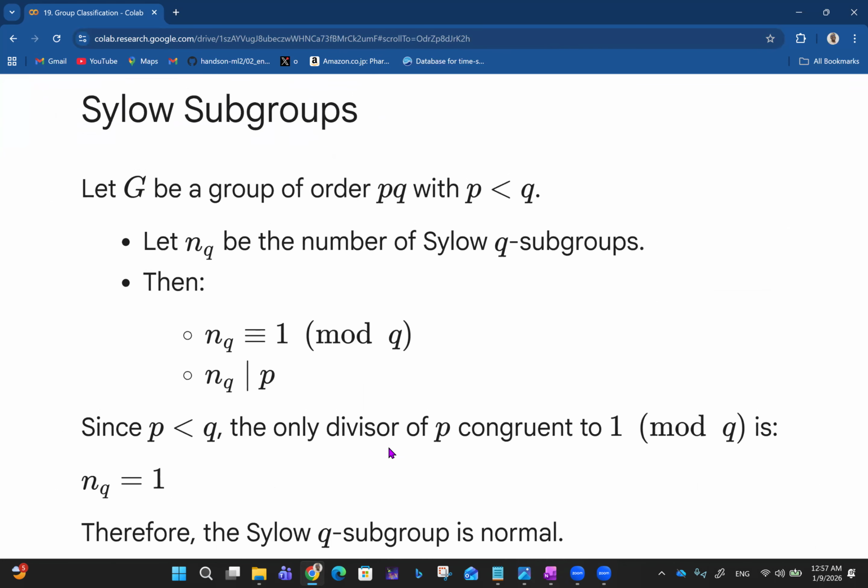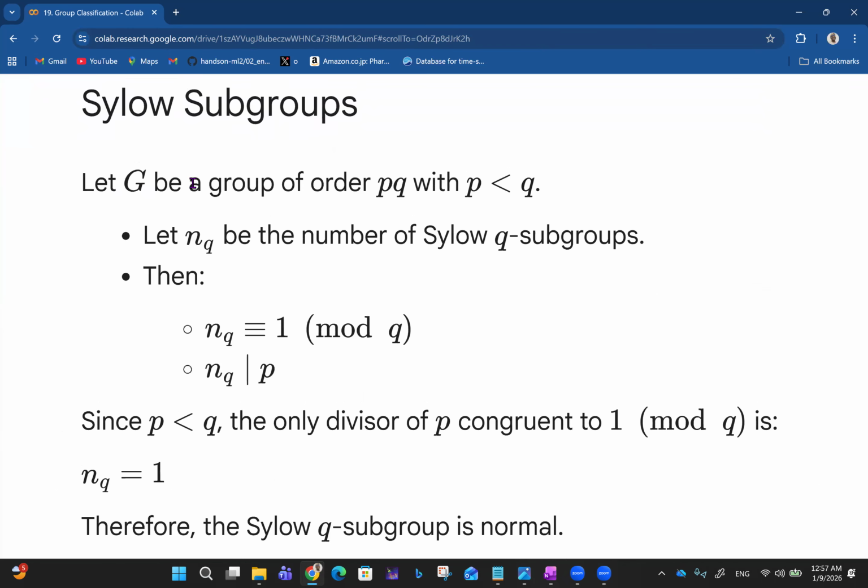For Sylow subgroups, let G be a group of order PQ with P less than Q. Then let N_Q be the number of Sylow Q-groups. In the last video, we called it Sylow P-groups; call it anything you want, it's basically still the same thing. Then N_Q is congruent to 1 modulo Q. We saw that a lot, like 1 modulo P the other time.